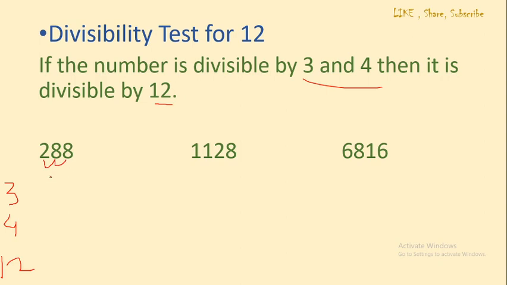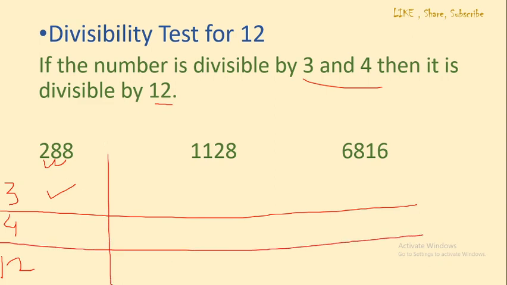18 is nothing but 1 plus 8, that is 9. So is it divisible by 3? Yes, it is divisible by 3. Now for 3 we will check for all these numbers. We'll check for 3, then we'll check for 4, and then we will check for 12.